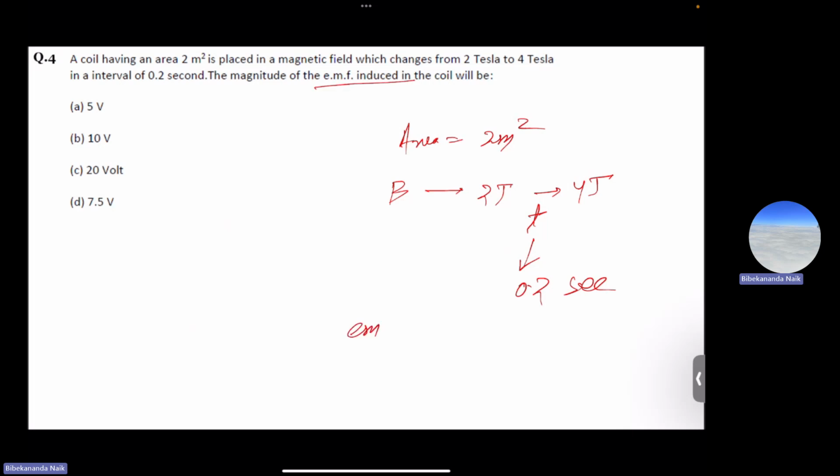So what is the EMF induced? That we need to find out. The options are 5 volt, 10 volt, 20 volt, and 7.5 volt. Here again the magnitude is given, so you don't need to consider the sign convention. I'll give a few minutes and then we will discuss the correct option.